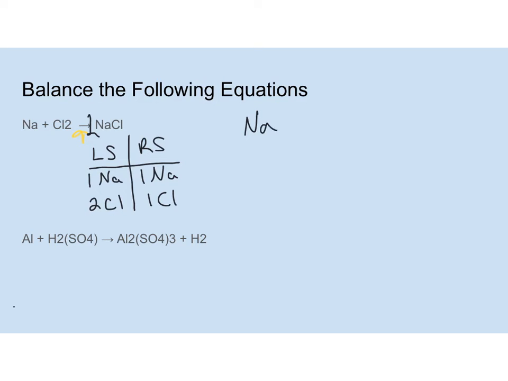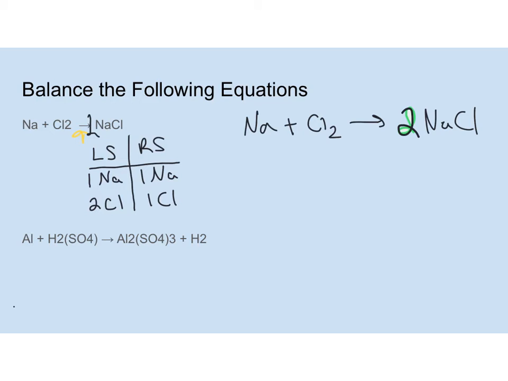So let me write this over here. We can say Na plus Cl2 leads to NaCl. And I'm going to put a 2 in front. Let's keep it with the black. A 2 in front. Now, once we do that, we have to go back and readjust our chart.